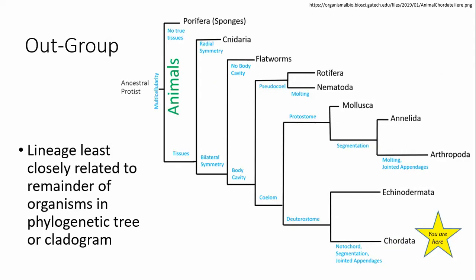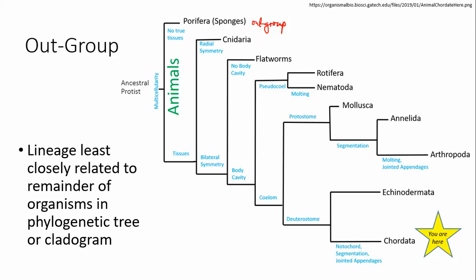When we're looking at phylogenetic trees, a lot of times what we're going to see is what is called an outgroup. An outgroup is kind of like your comparison that you're comparing all these related organisms to. It's going to be the most distantly related, so it's going to end up being the most different from the rest of the other organisms.